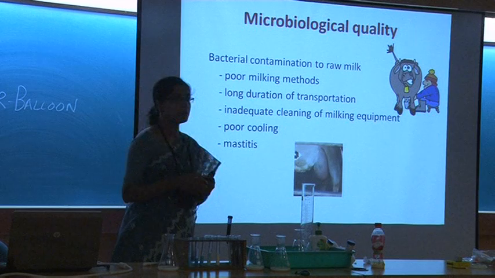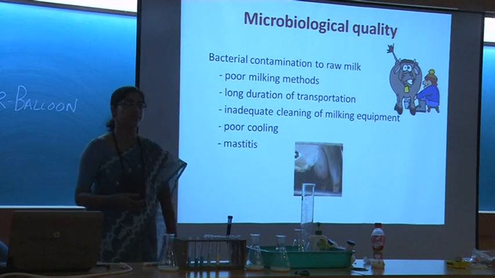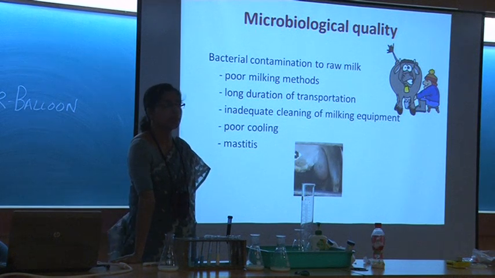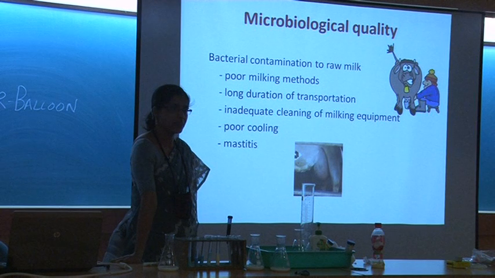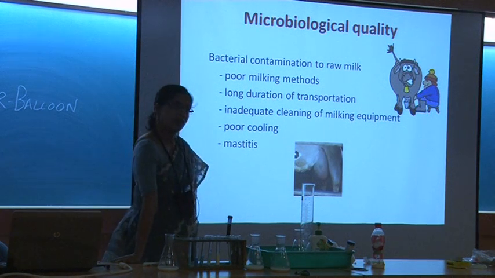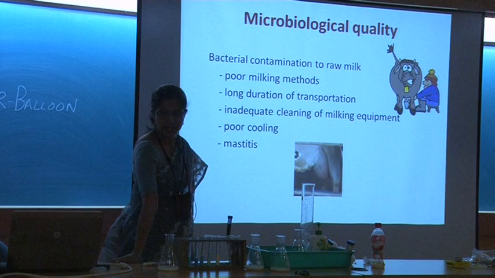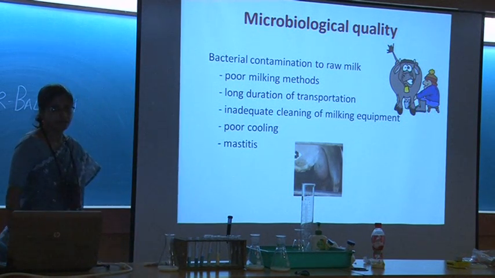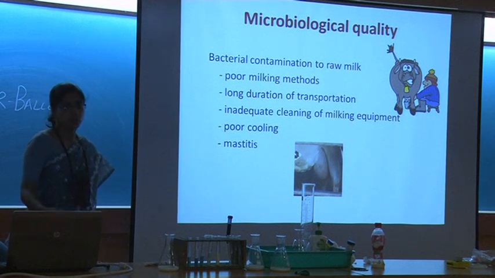Now, the microbiological quality of the milk is very important. Microbiological quality means we are not talking about the normal microflora. We are talking about the pathogenic microorganisms, right? And from where can these pathogenic microorganisms enter the milk? These are the possible causes of entry: poor milking methods, long duration of transportation, inadequate cleaning, poor cooling, and mastitis, which is an infection that occurs in the cow, right?